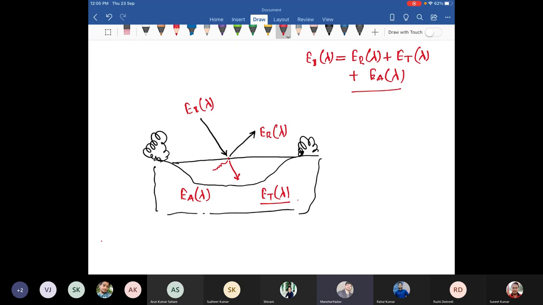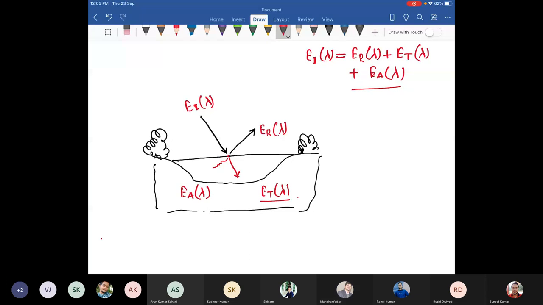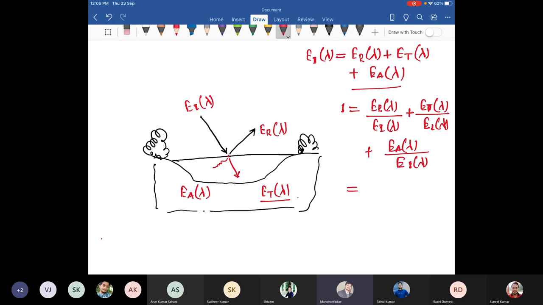So this is the total energy that reaches the earth surface. If you divide this equation by the incident energy, then 1 is equal to the reflected energy, you need to take the ratio of reflected versus incident. Then further, transmitted versus again incident. And next you will take absorbed versus EI.